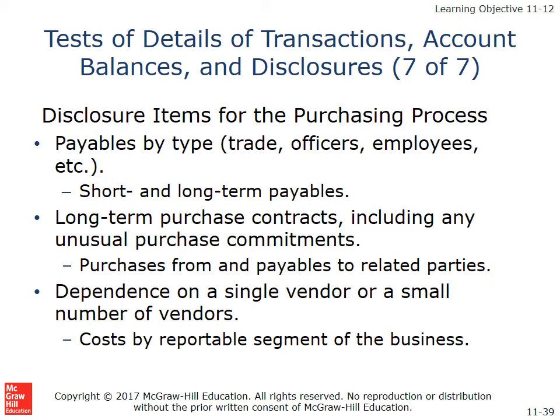Disclosure items for the purchasing process. We want to look at the payables by type. Are they segregated between trade, normal business, officers' payables, employees' payables, short and long term? Are any long-term purchase contracts, including unusual purchase commitments, disclosed properly, especially if they are with related parties? Is there a dependence, a concentration, where they are depending on a single vendor or a small number of vendors? We want to make sure it's disclosed somewhere in the notes to know about that risk.